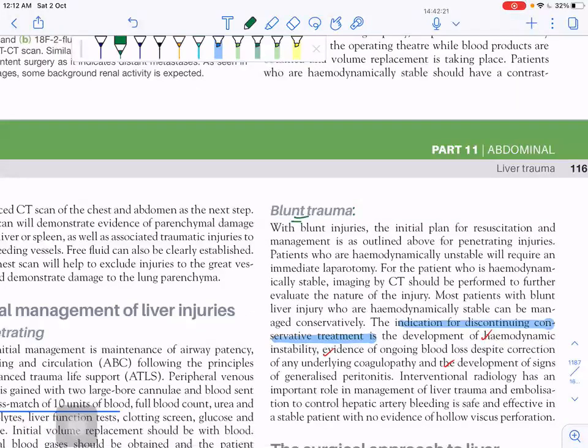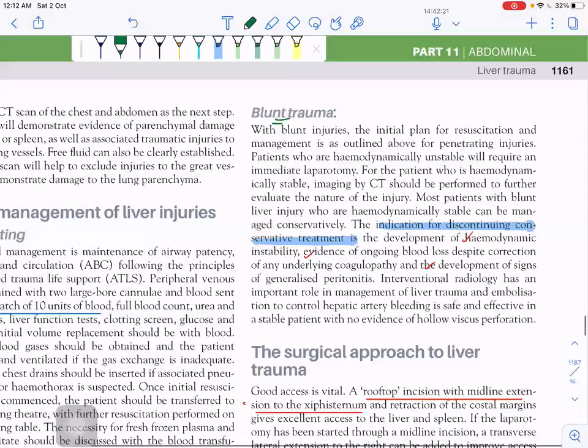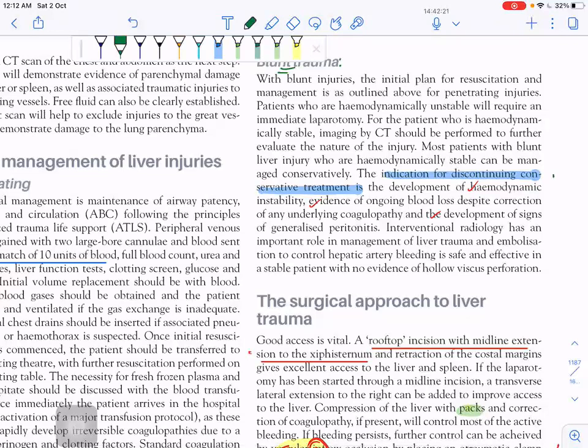So blunt trauma, what is the indication for discontinuing the conservative treatment? These are the indications to discontinue the conservative treatment. First one is hemodynamic instability, evidence of ongoing blood loss despite correction of any underlying coagulopathy. So even after correcting coagulopathy, there is ongoing blood loss. You have to terminate your conservative treatment and go for laparotomy. And the development of signs of generalized peritonitis. In that case also you have to discontinue conservative treatment. These are the known points only, what we are using in the usual ward.